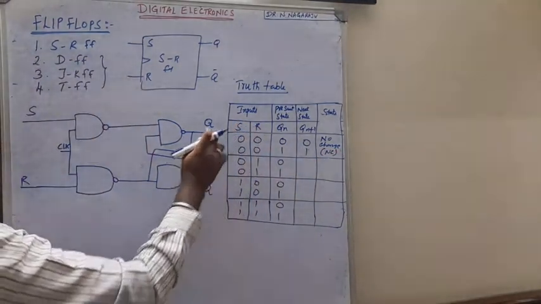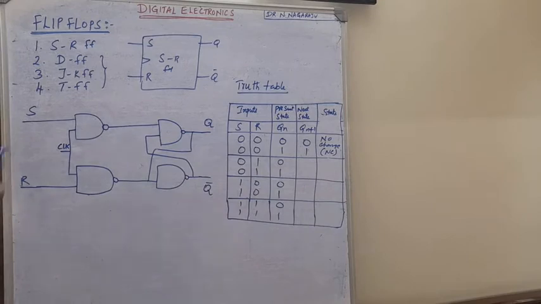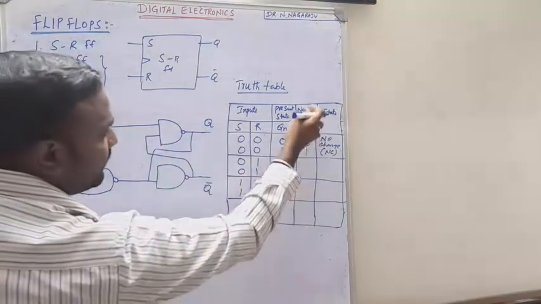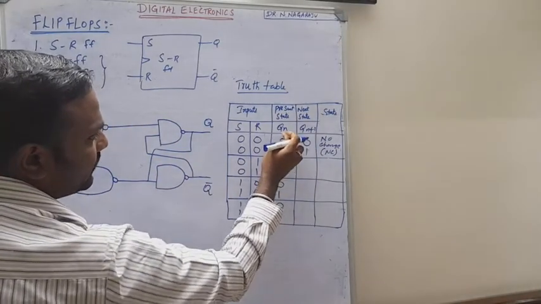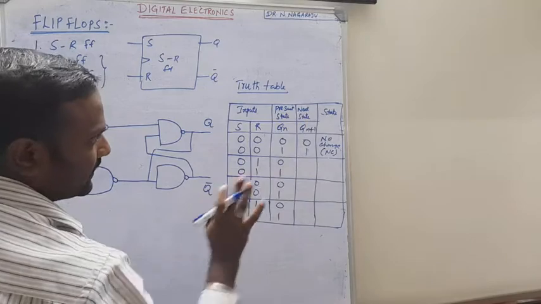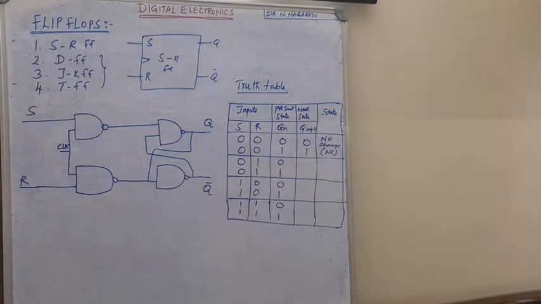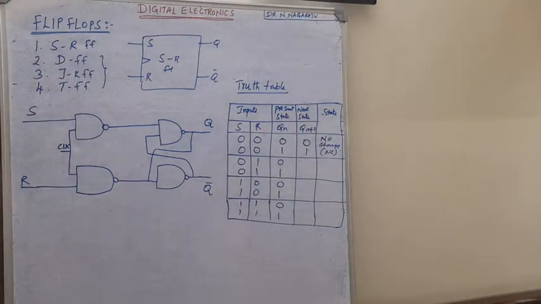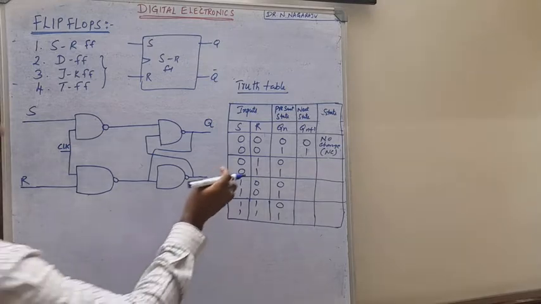So when S is equal to 0 and R is equal to 0, you will get the same next state. Whatever the present state is, that will appear in the next state. So that is the no change state. Next, you just come here.